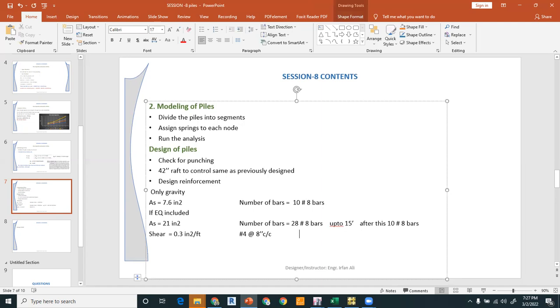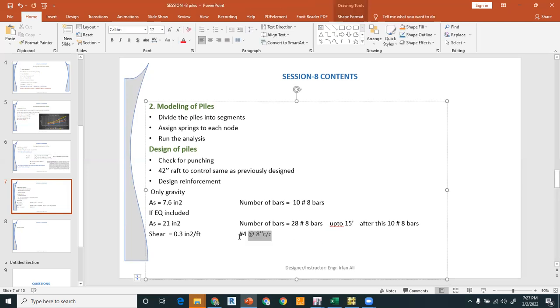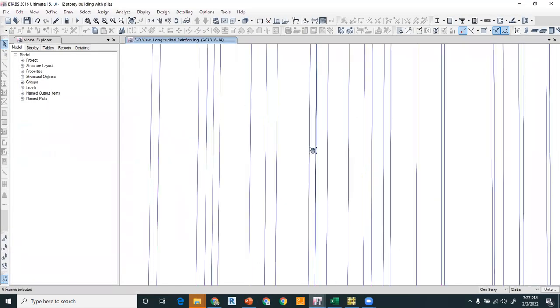But I will recommend not to increase this spacing beyond 18. This is actually the maximum limit in the case of piles, or you can say columns. If you increase the spacing from 8 inches to 10 inches or 12 inches, there might be a possibility of cracking of the concrete, right? So there will be less confinement of the concrete. So you should carry this on from the top to the bottom of the piles, although you can increase it to 12 inches or 16 inches because there is no need as per the software.